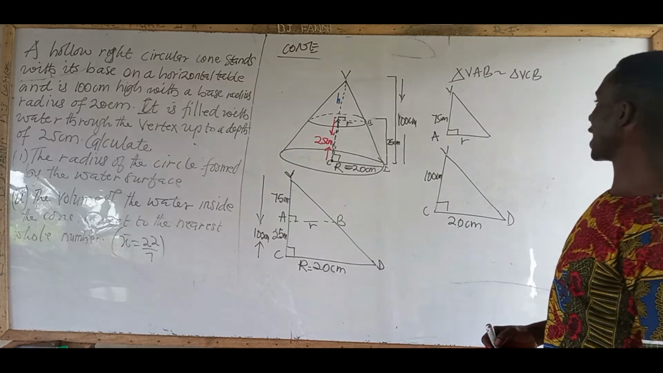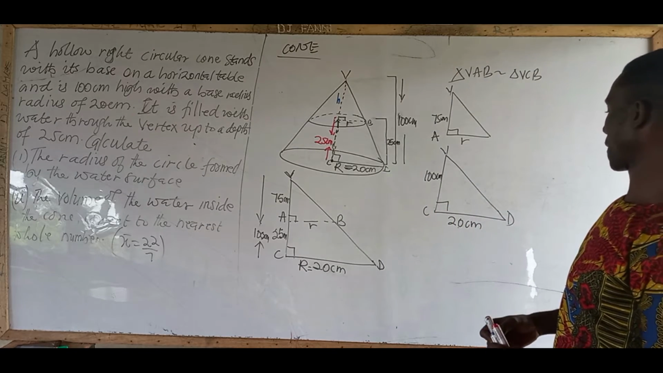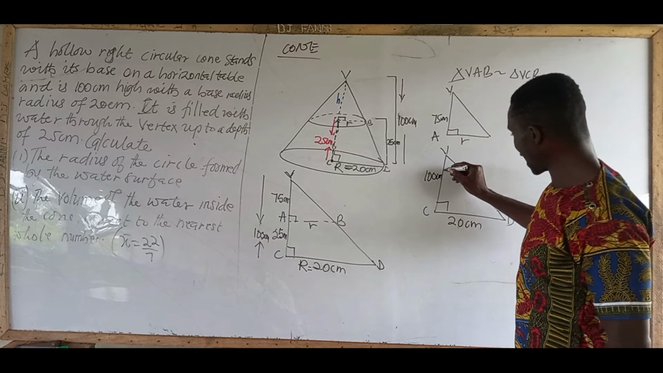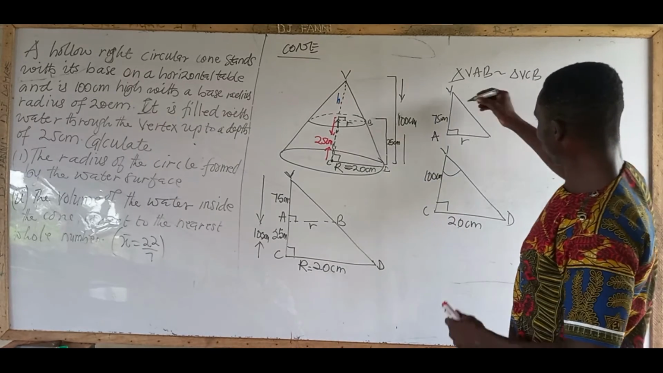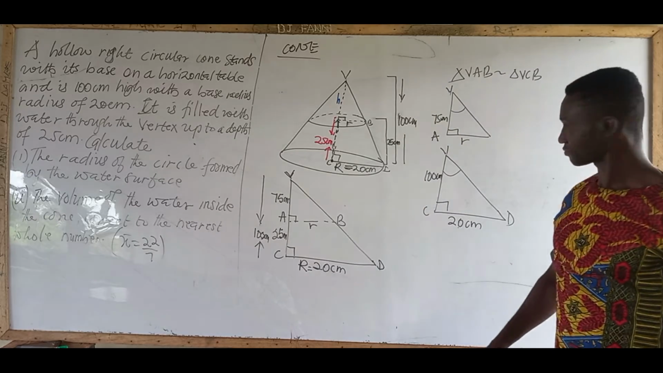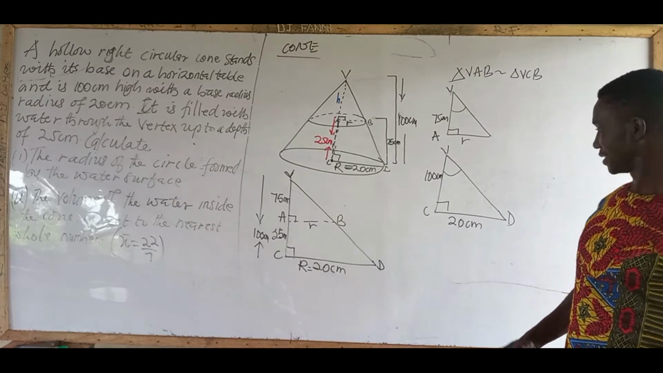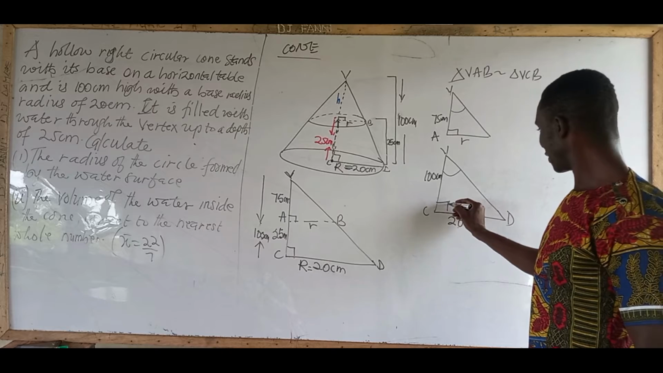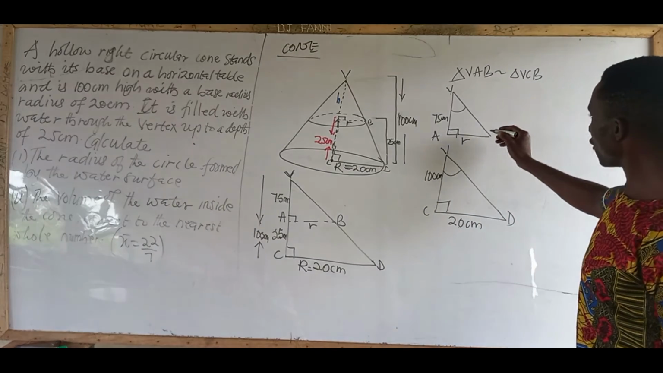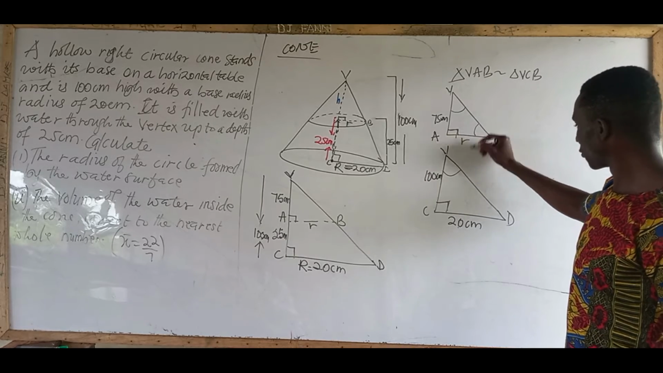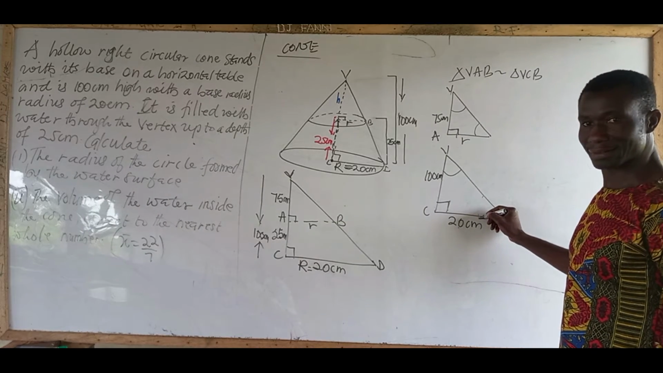Then let's see, why are they similar? Do you know this angle, V here, is equal to this angle, V. Do you see that? This angle here, 90 degrees, is equal to this angle here. So obviously the angle here will be equal to the angle here.